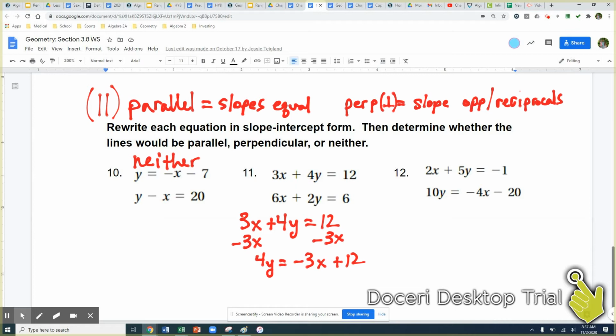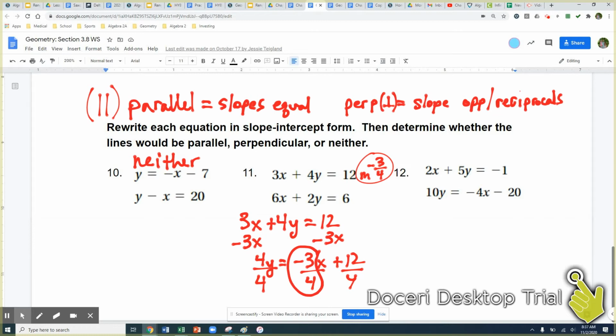Next thing we'll do is divide everything by 4. Divide by 4, divide by 4, divide by 4. And the only thing that you're worried about is the slope right here, this number in front of the x. So I look at this number, -3/4. Is there anything I can do to simplify that any further? Nothing. So that's my slope of that particular line. So the first line, I'm just going to make a note up here. The first line has a slope of -3/4. So there's going to be my first slope.